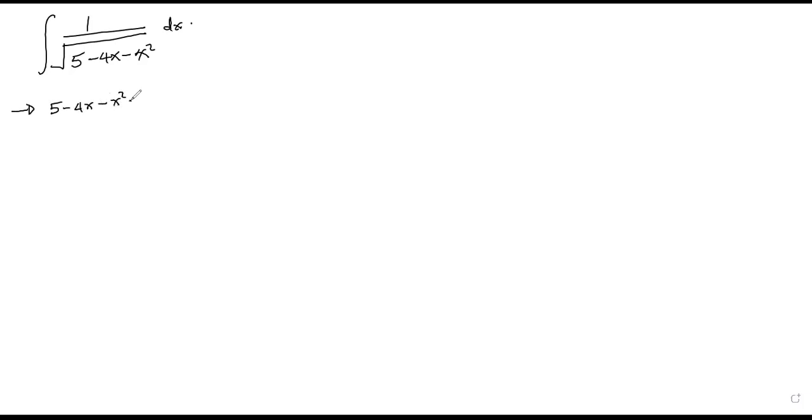minus x squared is the same as negative. I can factorize out negative, then I say x squared plus 4x minus 5. So by completing a square, this is the same as negative, I will say x squared plus 4x.